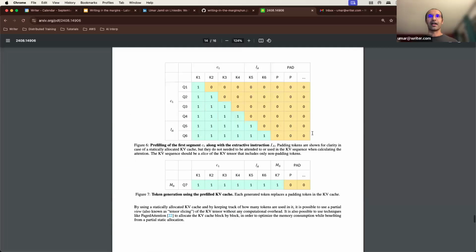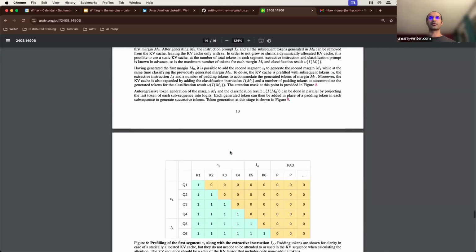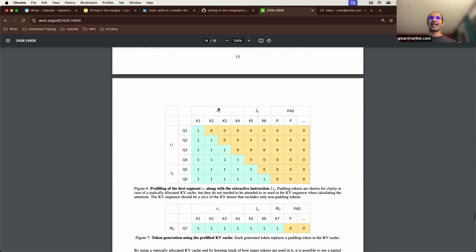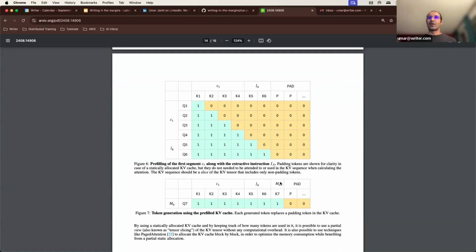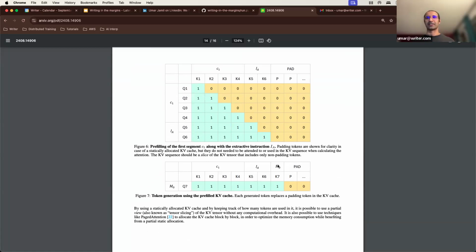In the same request in the batch, so when you do chunked prefilling, basically what you are doing is you are adding the first chunk to the KV cache. So the keys and the queries are the first chunk. So this is C1 that you see here. And then we also want to add an extractive summary prompt, right? And then we use this one to generate tokens. So now the token generation is part of the prefilling of the first chunk. So the first chunk plus the extractive summary, and then we use it to generate tokens. So this is the first margin token generated.